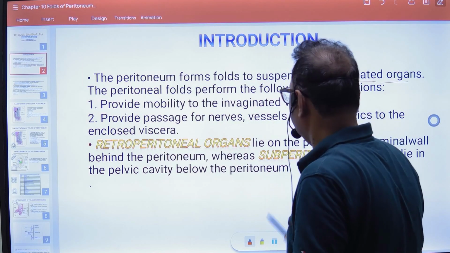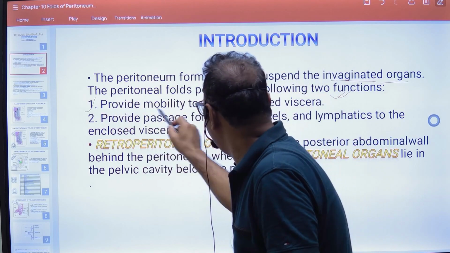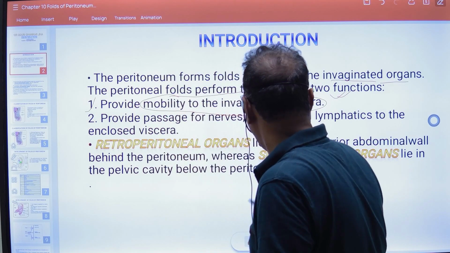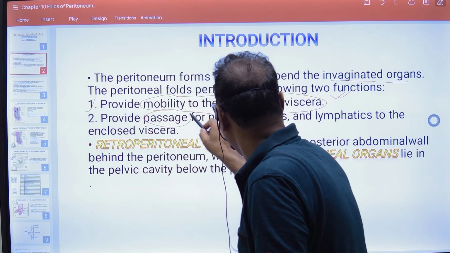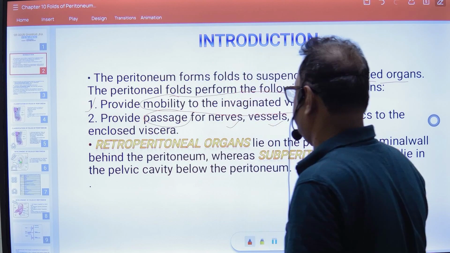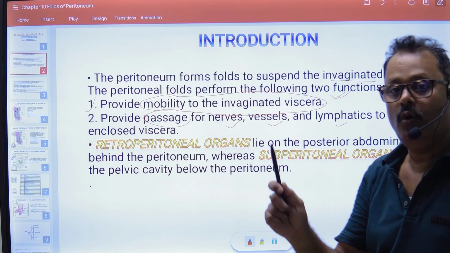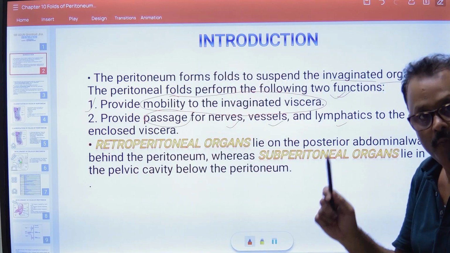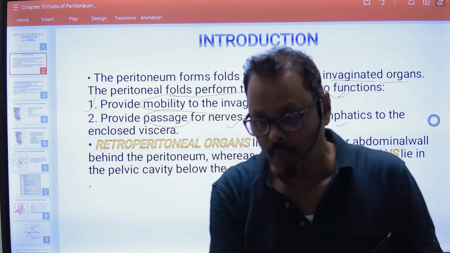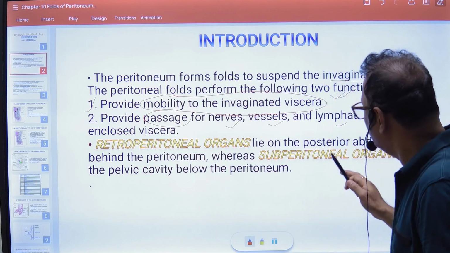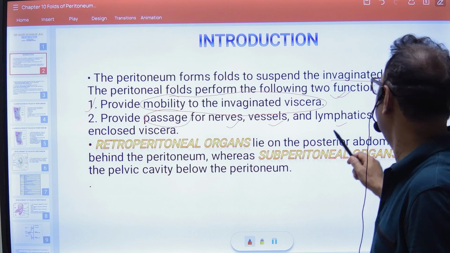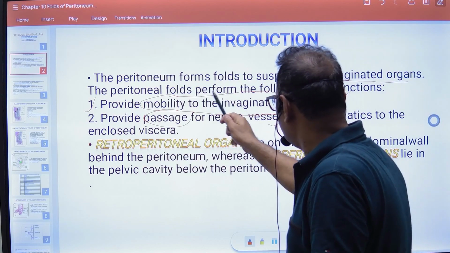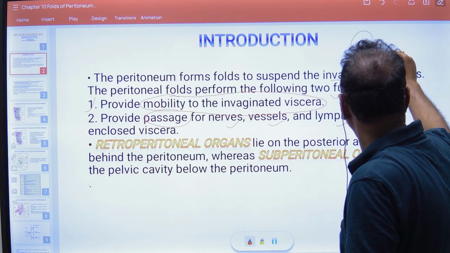इसके दो function है. पहला, it provides mobility to the viscera, first mobility, and provides passage for the nerves, vessels, and the lymphatics. Means only those organs which are being suspended by the peritoneum will be mobile in the abdomen, and those organs which are not being suspended by the peritoneal folds will not be mobile.